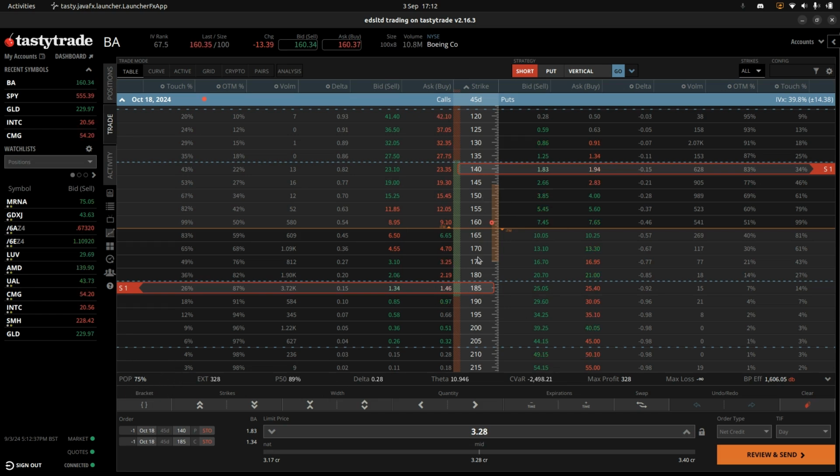This orange bar here shows you the expected move of BA over the next 45 days. And this green bar here shows you basically where your break-evens are. So beyond this green bar where it turns red, that's where you start to lose money. Anything inside this green bar will be making money. As we can see, the expected move is well within the range of this green bar, which is good for us.